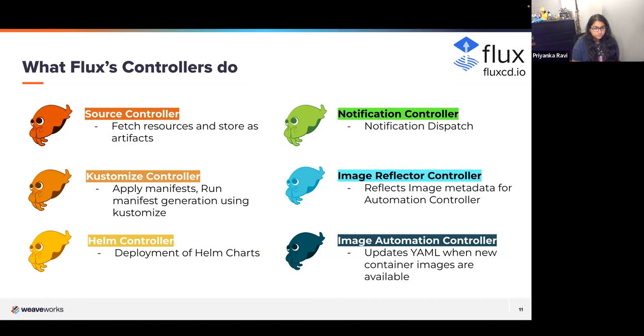Then we have the Helm controller, which actually manages the deployment of Helm charts. And then we have the notification controller, which specializes in handling inbound and outbound events. So that's the one that's doing all those notifications and alerting. And then we have the image reflector controller, which reflects image metadata for the image automation controller, which then updates YAML when new container images are available. So basically those two work together to update a Git repository when new container images are available.